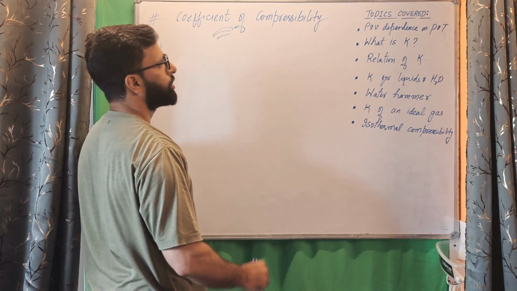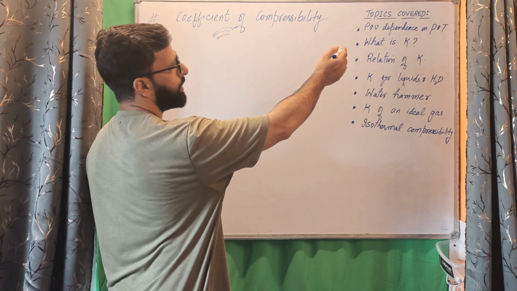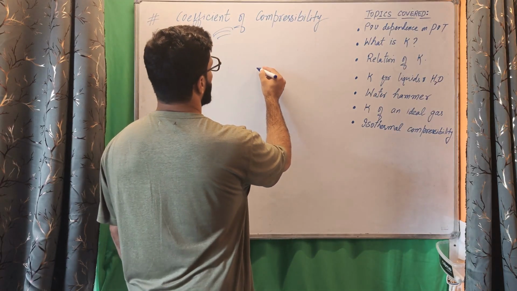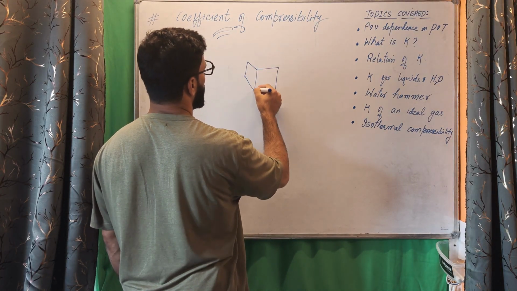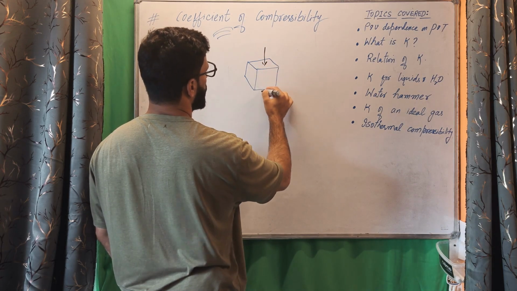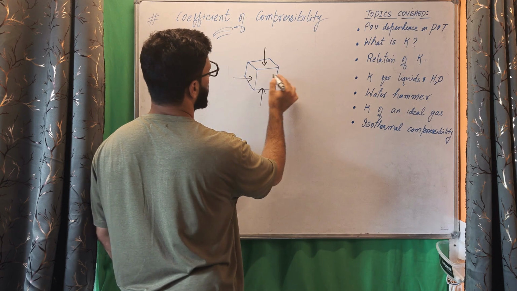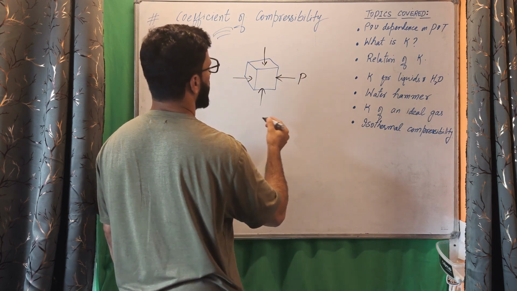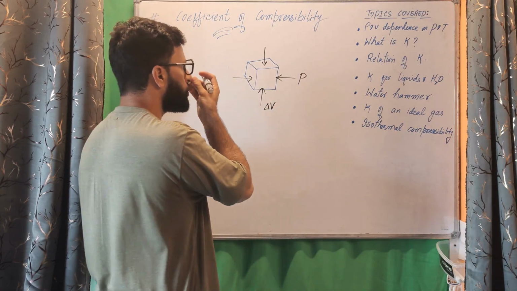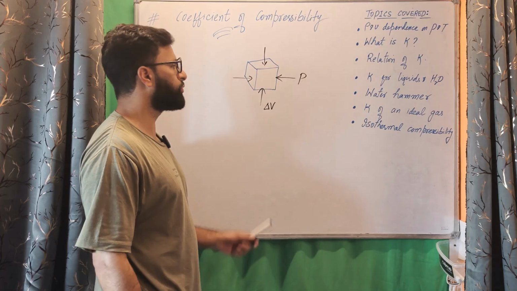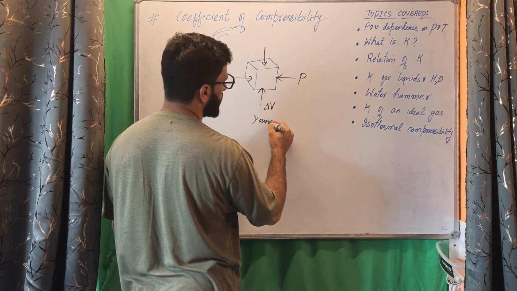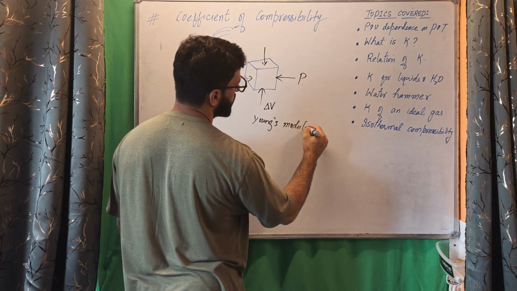Now first of all, the dependence of specific volume or density on pressure and temperature. We know, for example, if we have a solid and we apply force or pressure on this solid, and the volume of the solid changes, there occurs a change in volume. Whether this force or pressure is related to this volume change or length change, this is related by Young's modulus of elasticity.